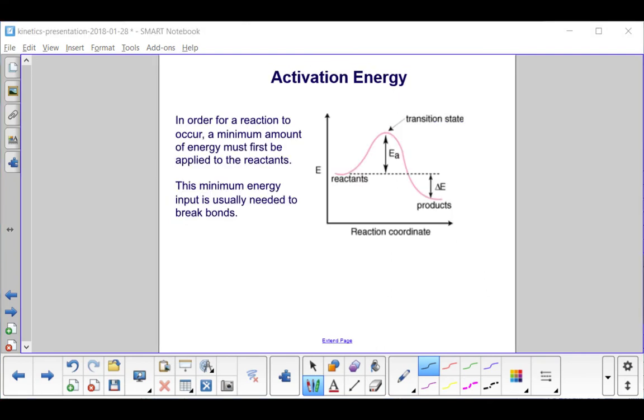What is the significance of the activation energy, that energy between the reactants and the transition state or activated complex? Well, in order for a reaction to occur, a minimum amount of energy must first be applied to the reactants. That minimum energy input is usually what's needed to break the bonds of the reactants and allow the reaction to go forward. So that minimum amount of energy is called the activation energy.